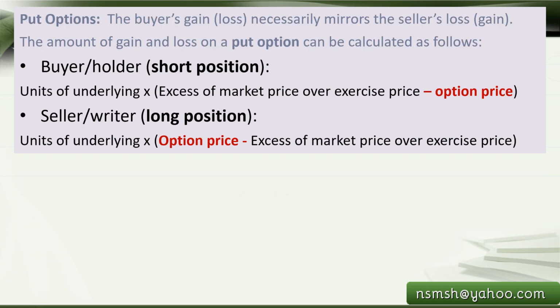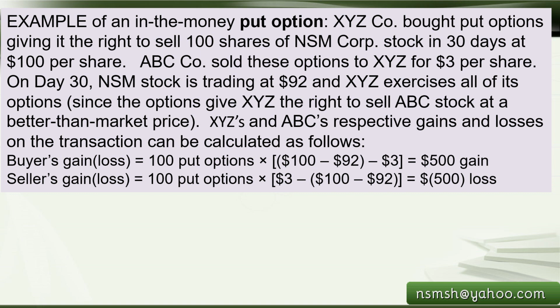Similarly, now we understand the put options. The buyer's gain will be the mirror image of the seller's loss, or vice versa. So the buyer, the holder of that put option, will be in a short position, and the seller, the writer of that put option, will be in a long position. So this is the formula. And now an example for an in the money situation for a put option.